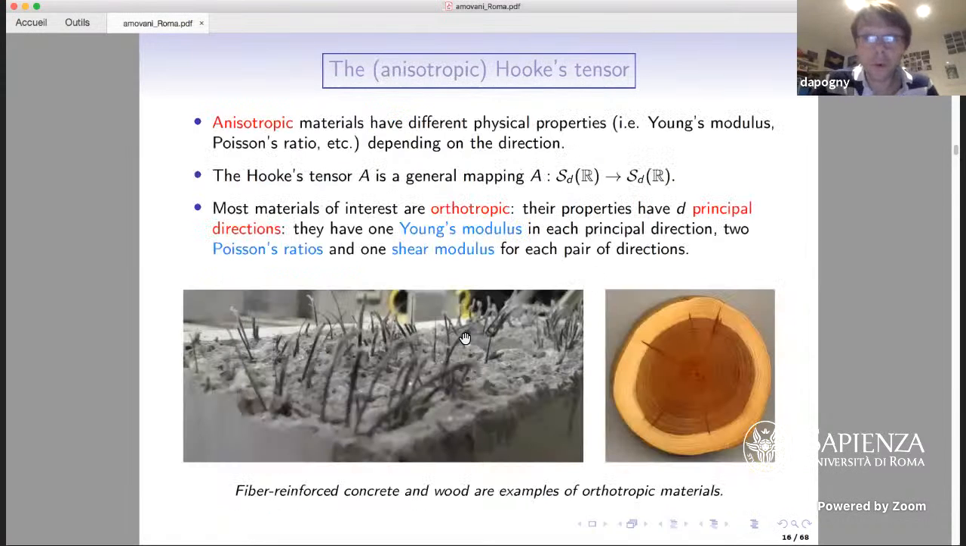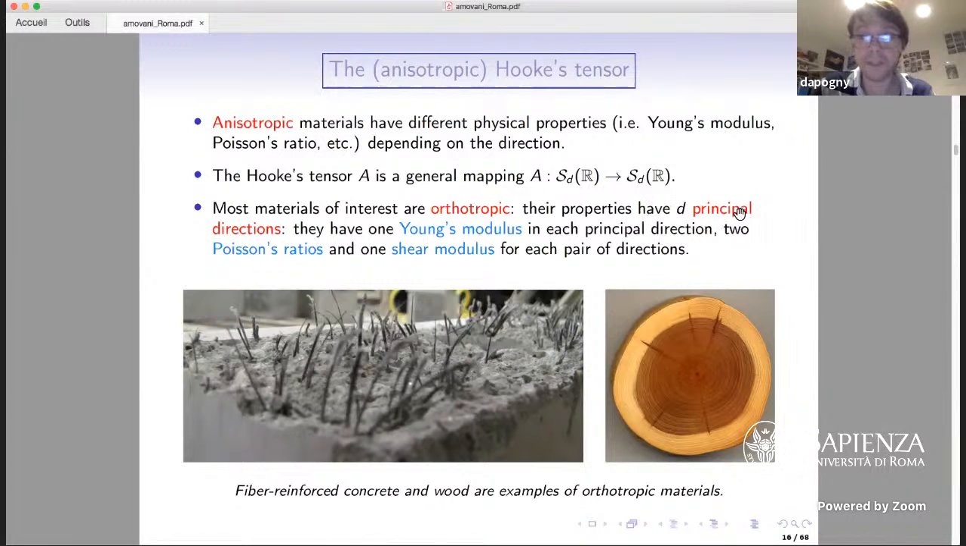So in general, when the materials are anisotropic, things get a little bit more complicated, and the material has different physical properties, so different Young's modulus, different Poisson ratio, depending on the direction. And in this case, for instance, the Hooke's tensor is just a general mapping from strains to stresses. And most materials actually have a special kind of anisotropy, which will be the case of the material that we'll consider here, and they are orthotropic.